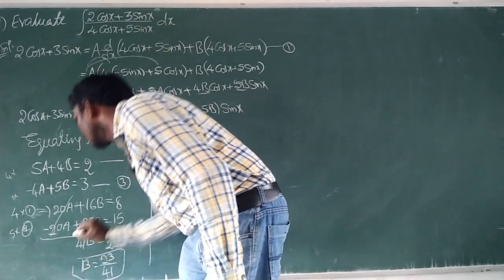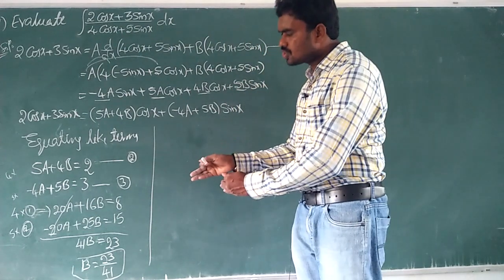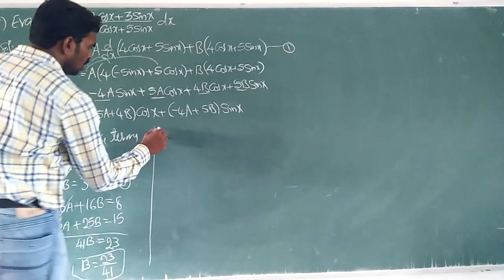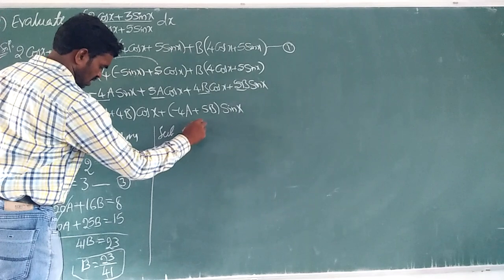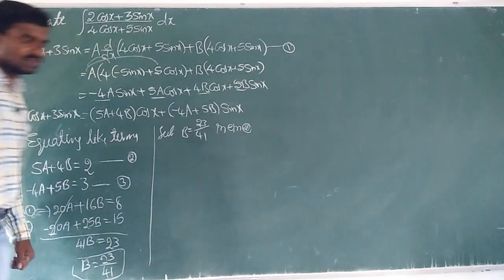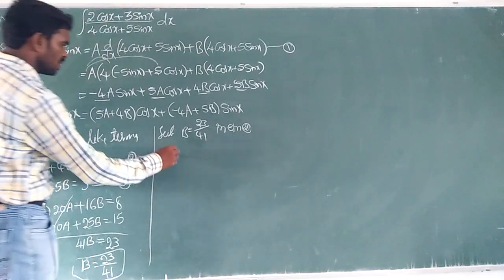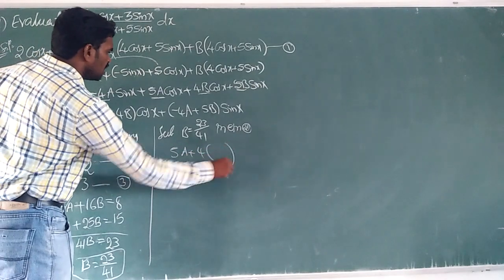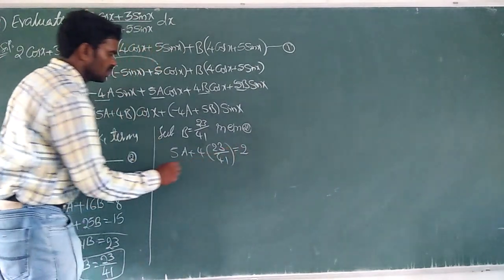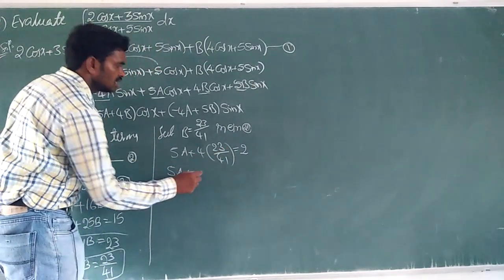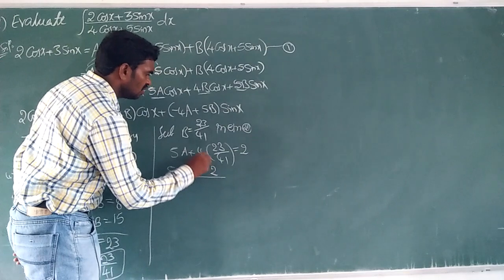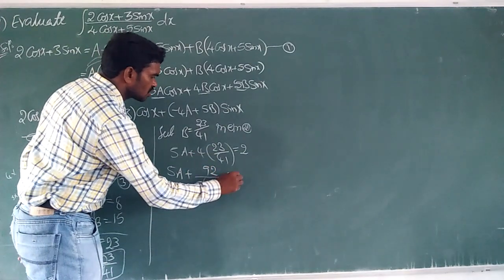Keep this as it is. Now I want the a value. So substitute this b value in equation 2 or equation 3. Substitute b equal to 23 by 41 in equation 2. What is equation 2? 5a plus 4b, where b is 23 by 41, is equal to 2. So 5a plus, how much does it become? 4 threes are 12, 4 twos are 8, 92 by 41 is equal to 2.